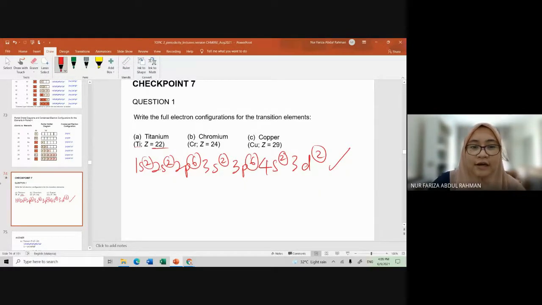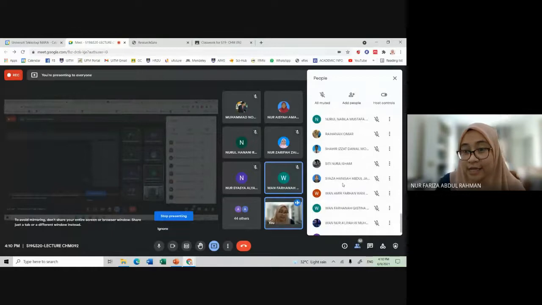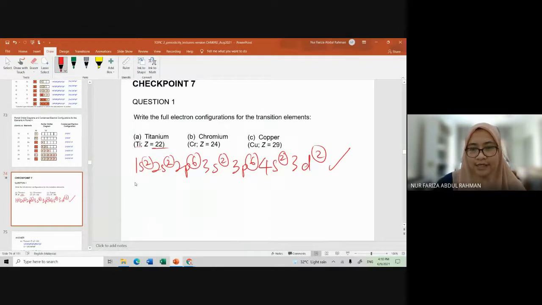This is only the full electron configuration. You can also practice the partial orbital diagram and partial electron configuration. Let's have Shahid. Shahid, what will be the partial electron configuration for titanium? This is the full electron configuration. How about the partial electron configuration for titanium?